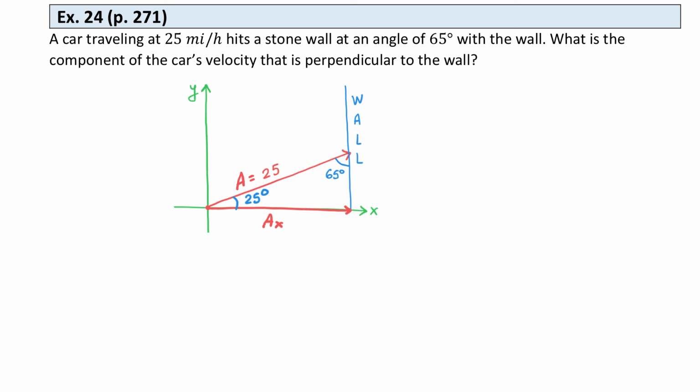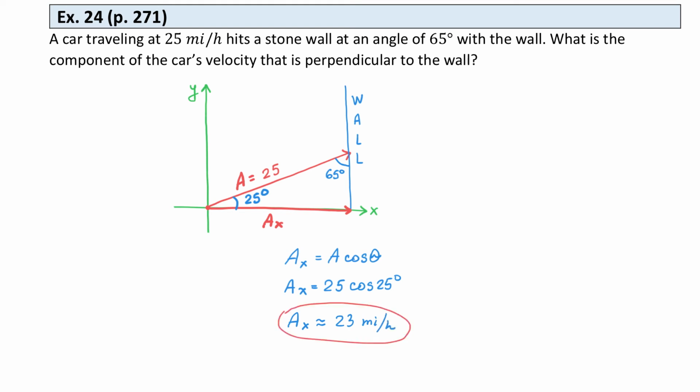Now let's find this horizontal component, A sub x. A sub x equals A cosine of theta, then A sub x equals 25 times cosine of 25 degrees. Then A sub x equals approximately 23 miles per hour. And this represents the car's velocity that is perpendicular to the wall.